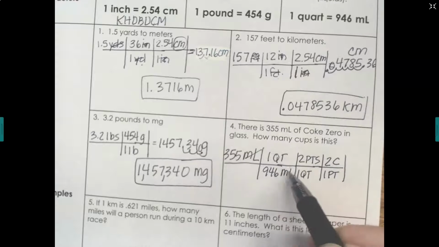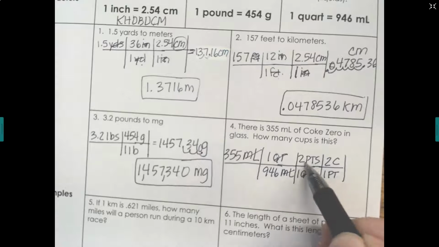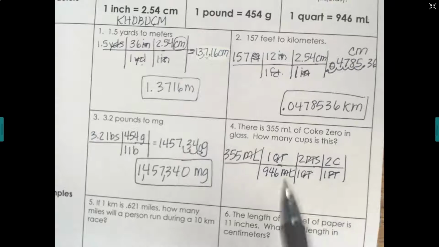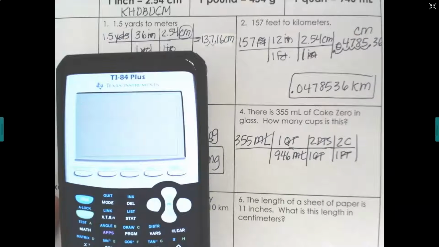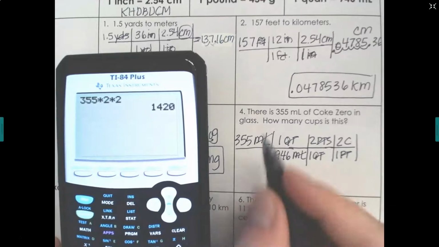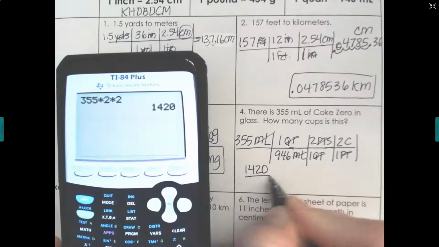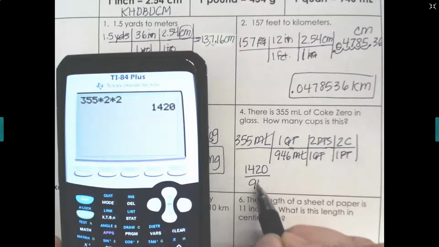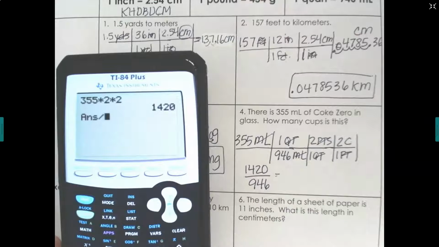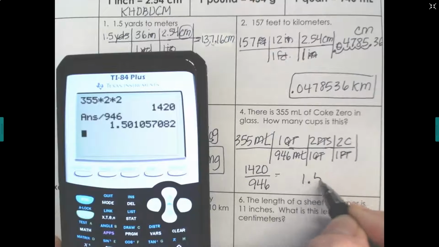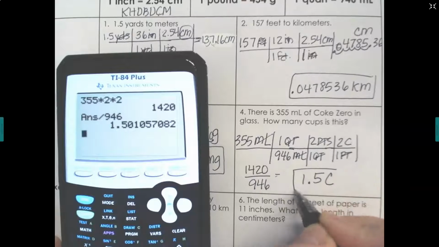So let's check. We got milliliters, milliliters, quarts, quarts, pints, pints, and we're in cups. So we're going to have to multiply across on the top and the bottom. Let's take our calculators: 355 times 2 times 2 gives us 1420 on the top. And on the bottom we have 946. So 1420 divided by 946 gives us 1.5, and remember we were in cups.